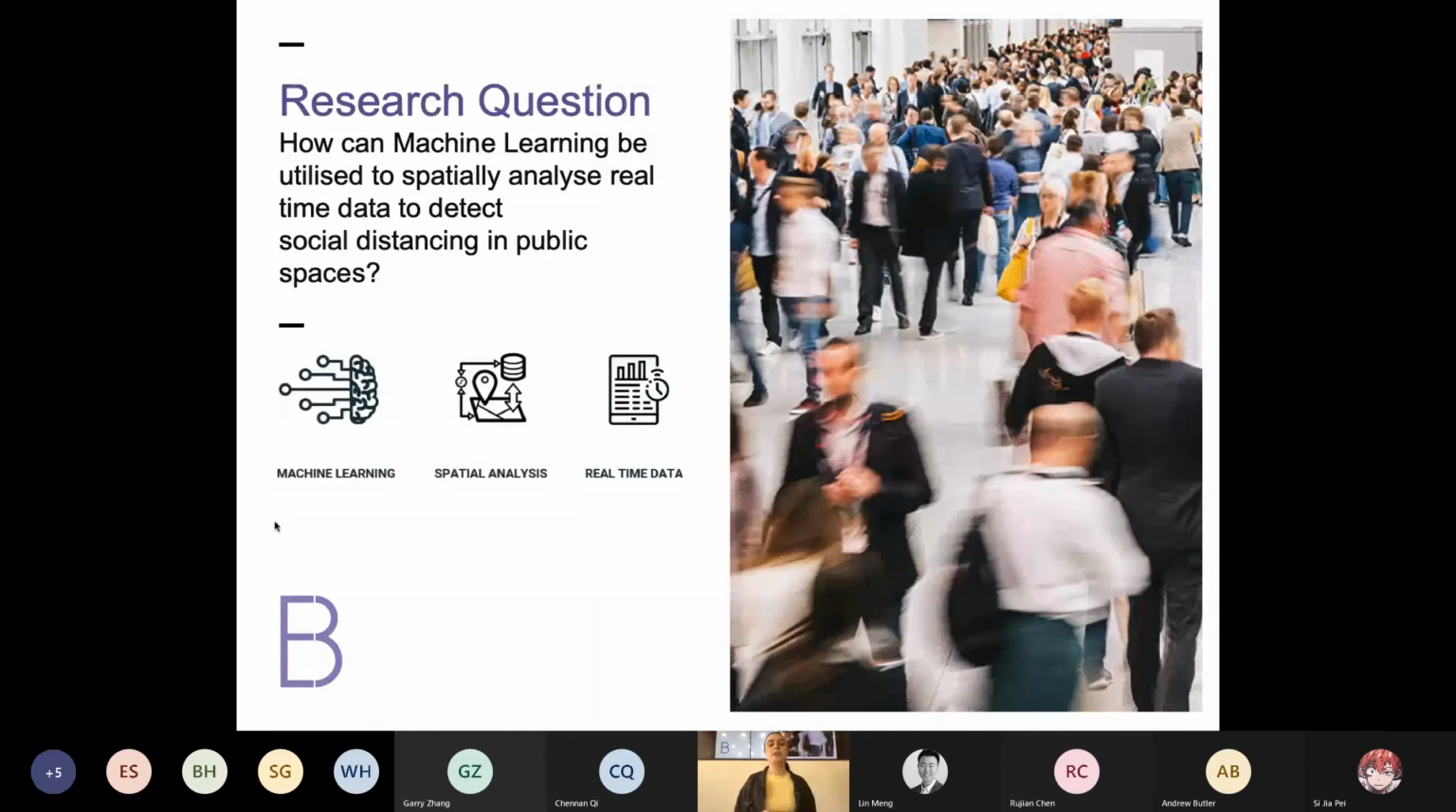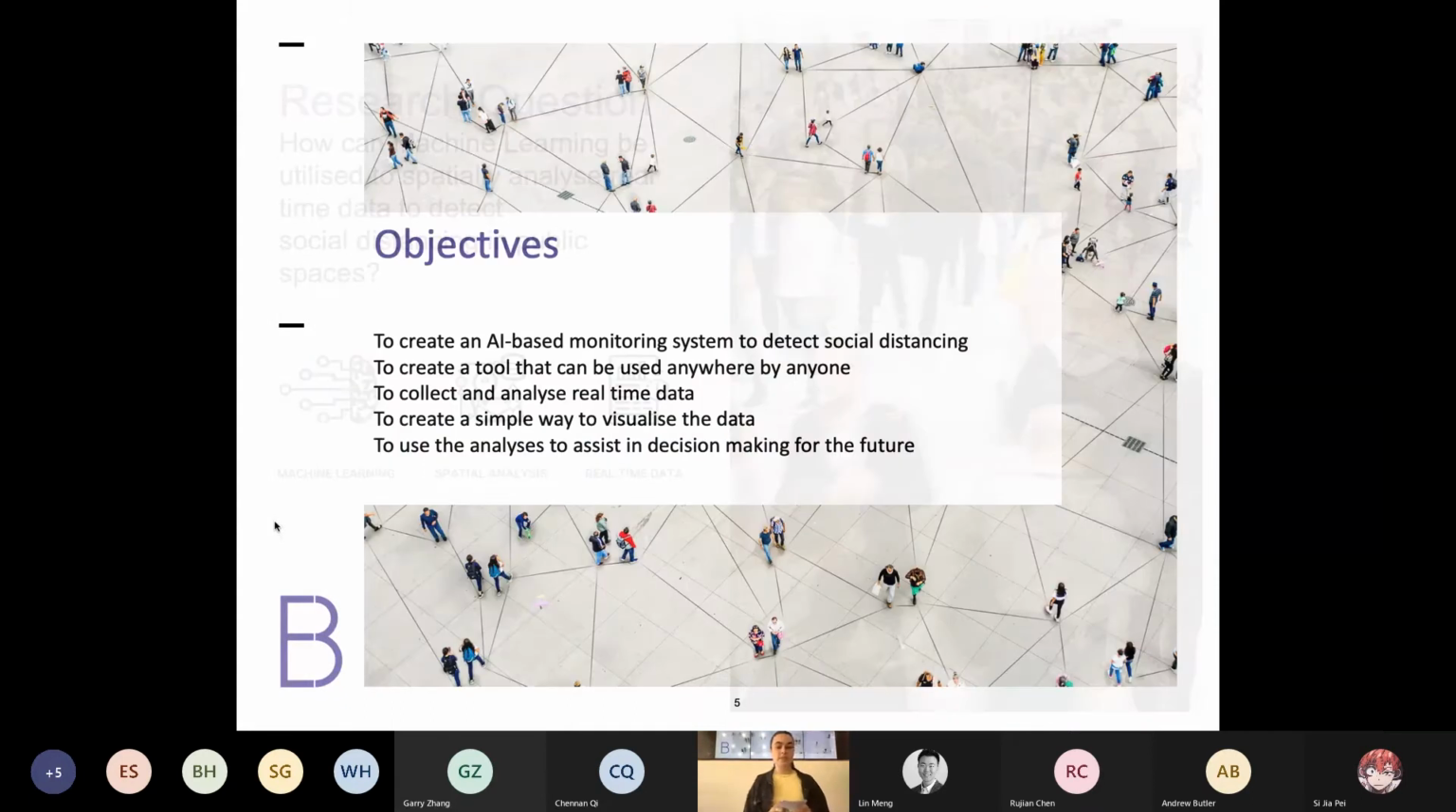So how can machine learning be utilized to spatially analyze real-time data to detect social distancing in public spaces? This research project aims to create an AI-based monitoring system utilizing real-time data to identify and evaluate social distancing. Real-time data monitoring can be applied to evaluate how effectively people stay the required 1.5 meters apart in public space, and potentially allowing for better management of the distribution of people.